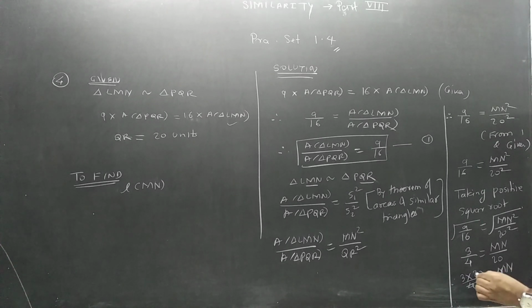So 4 ones are 4, 4 fives are 20. So ultimately length MN is equal to 15 units. This is your final answer. Put the therefore sign properly. I think it is one of the easy questions.